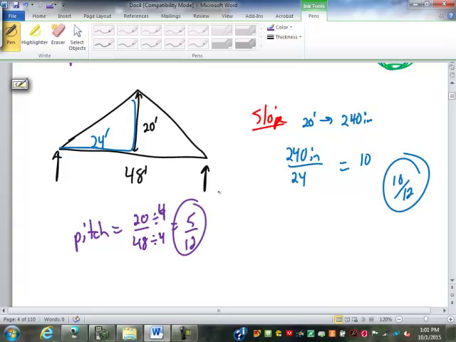This is where it can be confusing, because it's a 5/12 pitch. And it's really easy to want to say that's a 5 over 12 slope. It's not. It's a 10/12 slope.